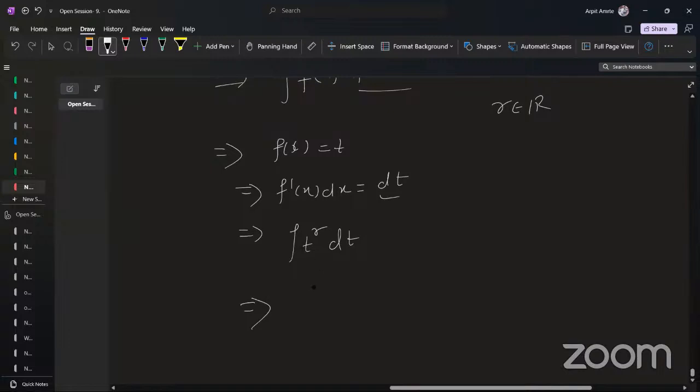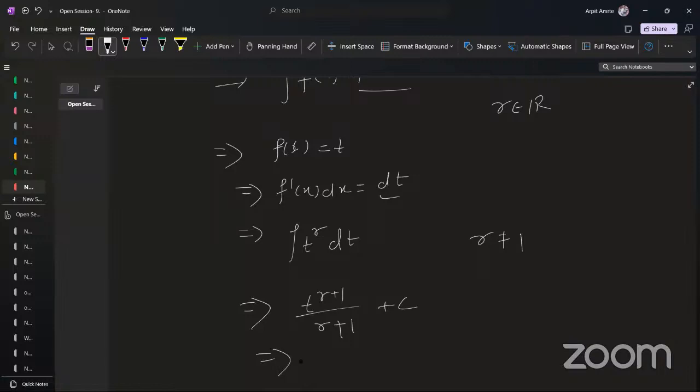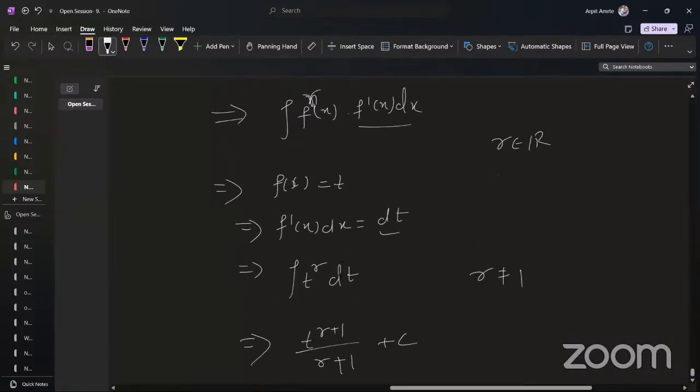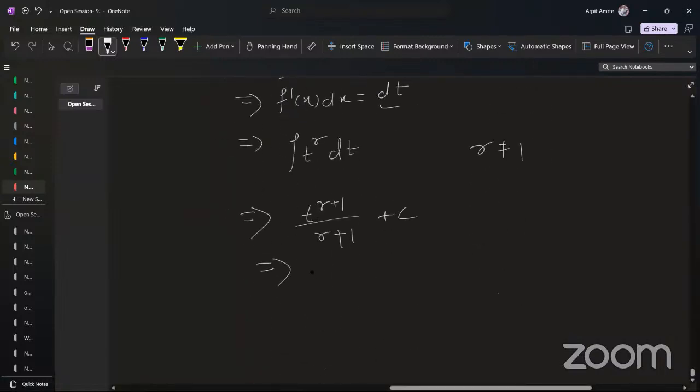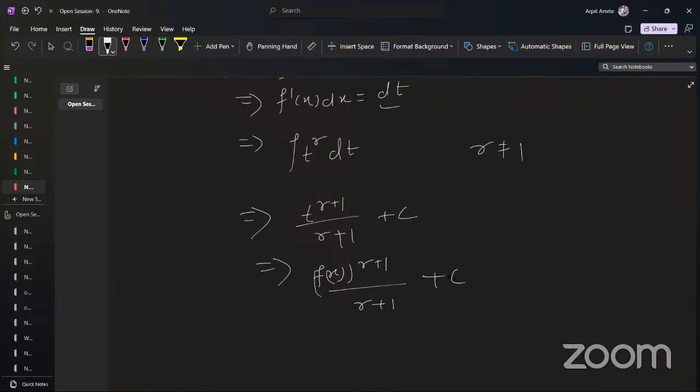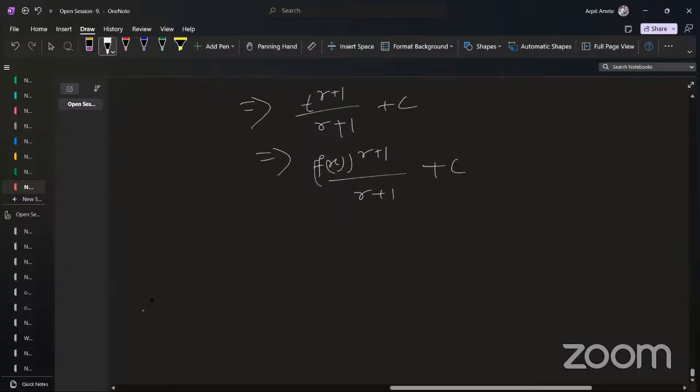Now what is the further step here? Just consider r is not equal to minus 1. Then it will be t raised to the power r plus 1 divided by r plus 1, plus constant c. And t is basically your f(x). So it will be f(x) raised to the power r plus 1, divided by r plus 1, plus c. Got the idea?